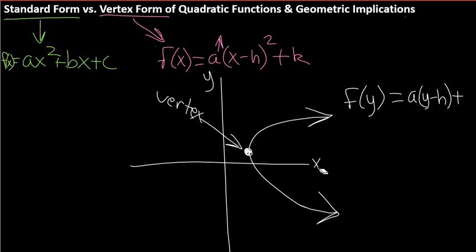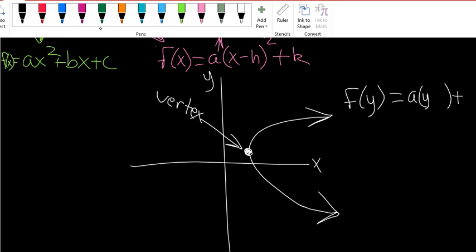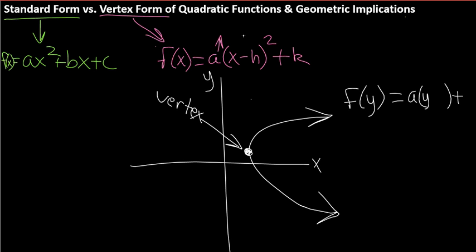And what happens when you have a function of y? What happens whenever you have x depending on y is that your h and your k flip around. So this would be minus k, this would be plus h. So this vertex would flip, so it would become k, comma, h.